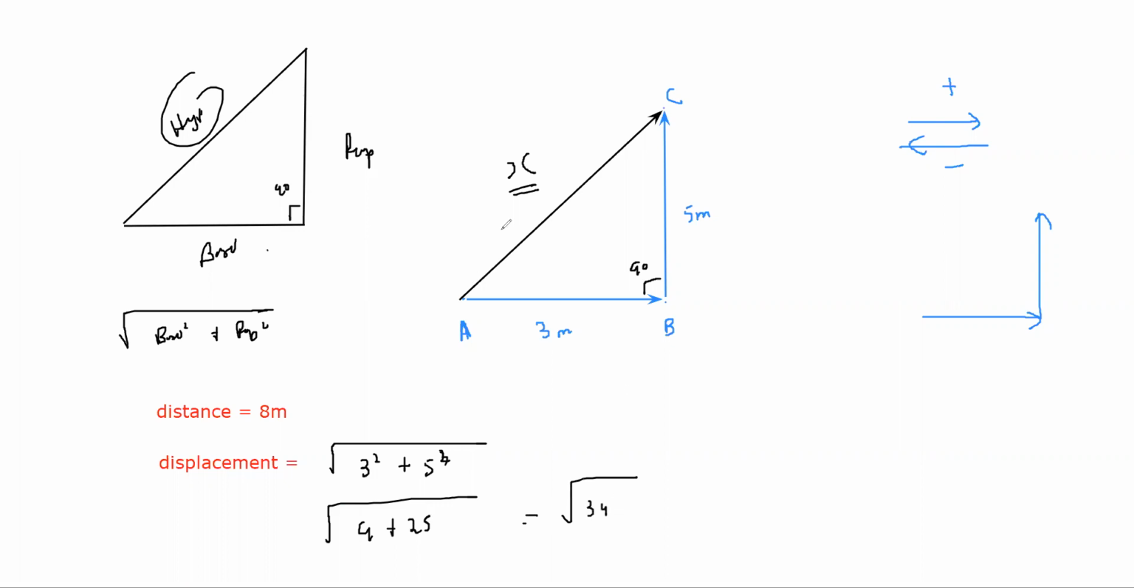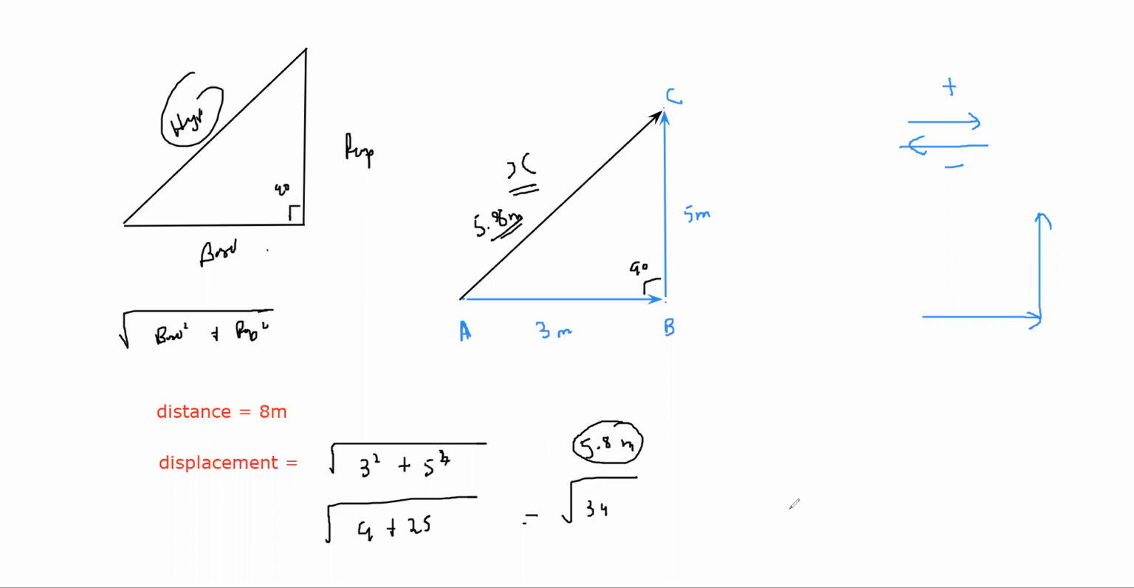What's the square root of 34? 5.8. 5.8 meters. So this will be the displacement. In this example, the displacement equals 5.8 meters. Is it clear? If it is 90 degrees or perpendicular, you will use the Pythagoras theorem. If the direction only changes, like moving towards right then left, you simply subtract and you will get the final answer.